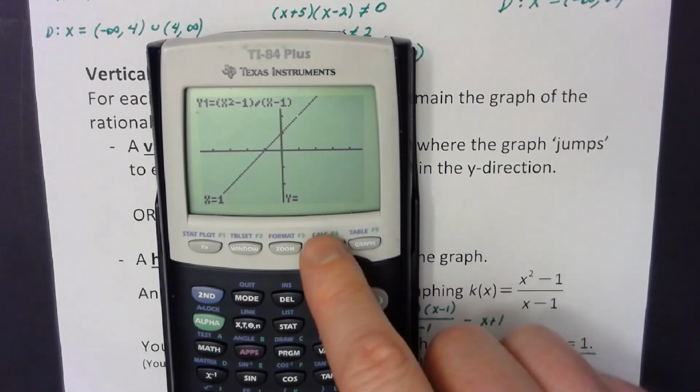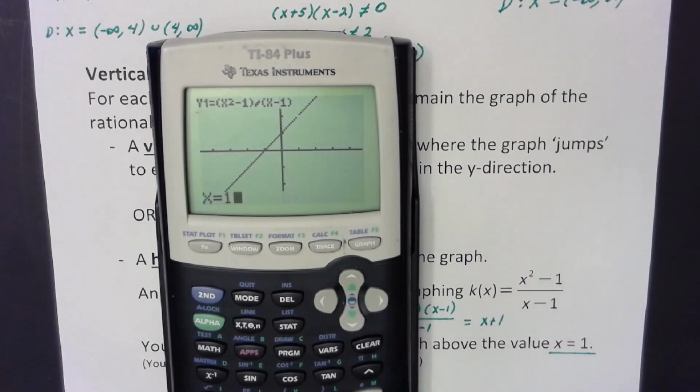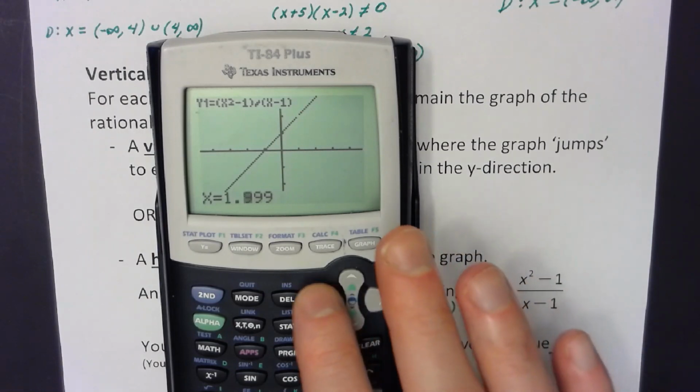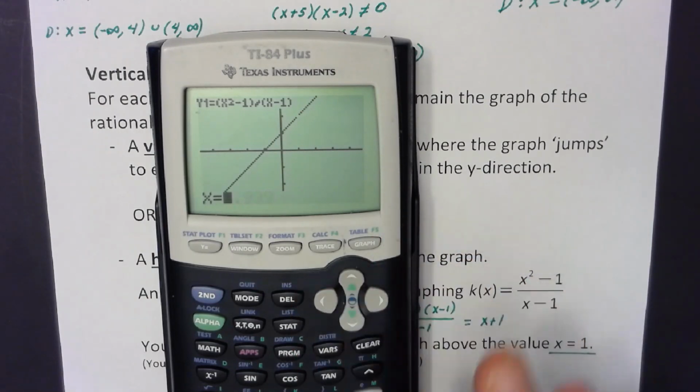Well, notice if I hit trace and I choose a value just to the left of 1, I'll clear that out and go 0.999. The y value should be very, very close to 2. And you see, well, yeah, it is. And the closer I get to 1, the closer that y value is going to get to 2. Same thing would happen on the other side. If I went 1.01, my y value is 2.01.